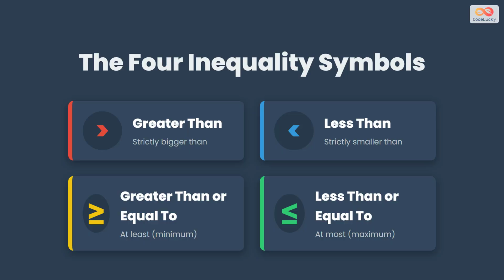There are four main symbols you need to know. The first is greater than, shown in red. The second is less than, shown in blue. The third is greater than or equal to in yellow. And finally, less than or equal to in green. Let's break down exactly what each of these means and how to graph them.